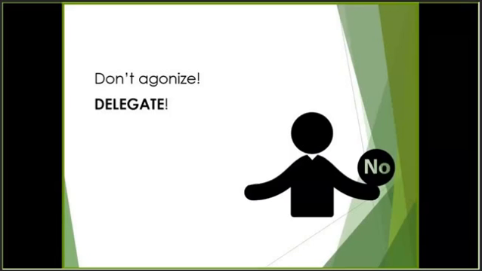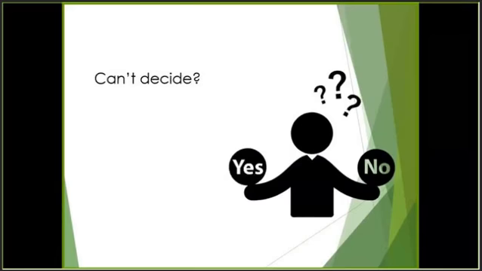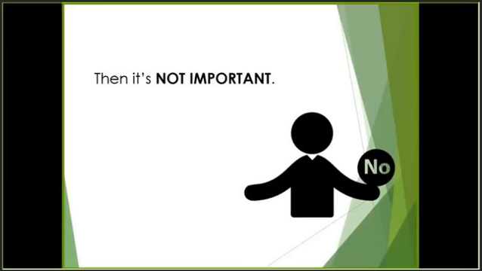Delegate these outbox decisions. Remember, this process is to remove you as the bottleneck in the decision making. Because the decisions are not important, you need to delegate. And if you can't decide between if it's important or not, then it's not important. Again, the goal of this 80-20 analysis is to whittle down your decisions to the essentials that move projects forward.